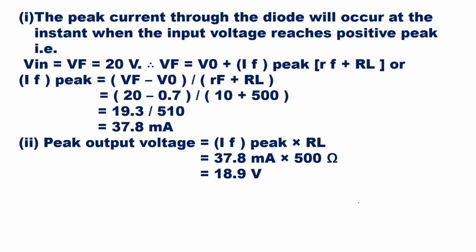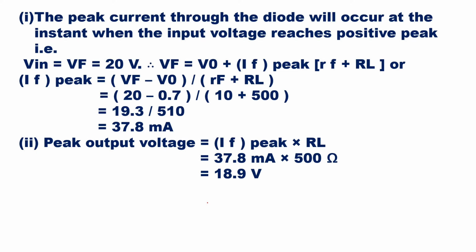Okay. So here if you see, the peak current through the diode will occur at an instant when the input voltage reaches positive peak. So here you can see it is V in is equal to Vf is equal to 20 volt. Okay. Then Vf is equal to V naught plus If peak into Rf plus RL. That is If peak is equal to Vf minus V naught upon Rf plus RL.